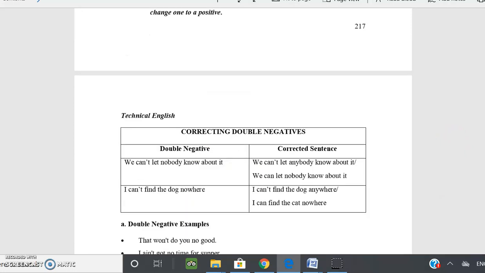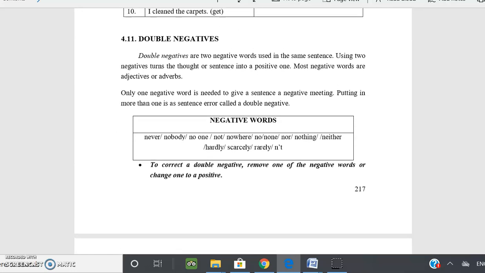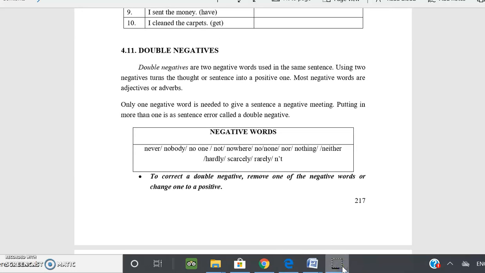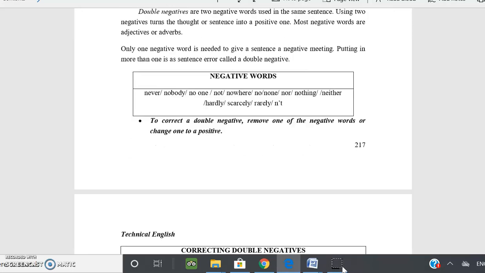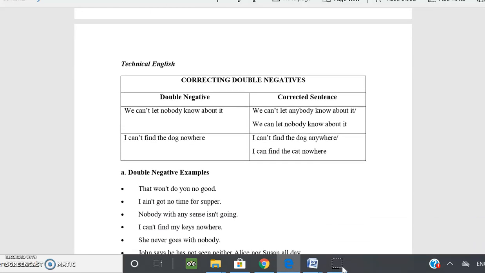Now the fourth part that we are going to discuss is double negatives. You know that in the English language we don't use double negatives in formal language. It is only colloquial language. When people speak in some films, you would have seen Irish people and economically backward people use this. But in formal language, we don't use double negatives except under certain circumstances. So always be careful not to use double negatives, like in mathematics, where negative plus negative is positive. Similarly, we can't let anybody know about it; we can't say we can't let nobody know about it. I can't find the dog anywhere, not nowhere.